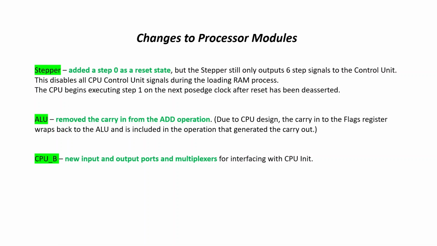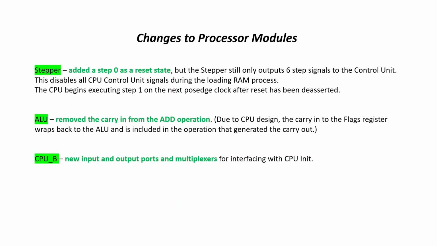Very simple changes. The stepper, I added a step 0 as a reset state. So now I can hold the CPU in a reset state. The clocks will still run, but none of the steps are activating, and nothing is going to happen in the CPU. Only the clocks are available to be outputted to CPU init. And then as soon as we deassert the reset, the CPU will begin in step 1 instead of being held in step 1. So now it's actually back to a 7-step processor, but instead of a step 7, we have a step 0.